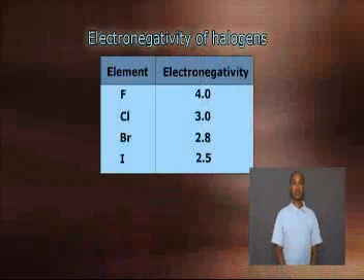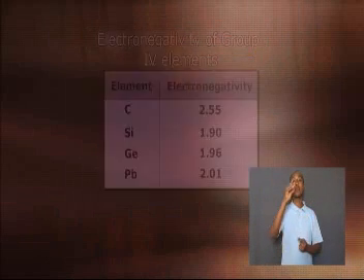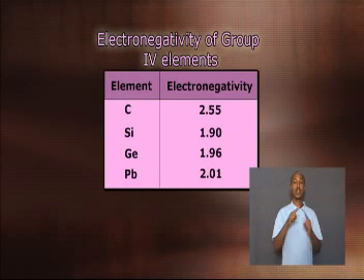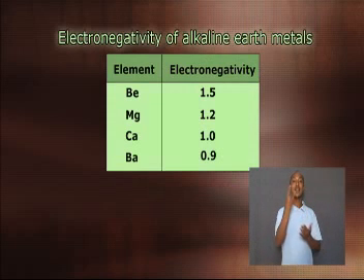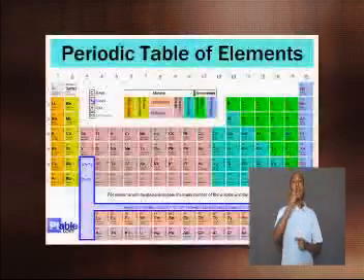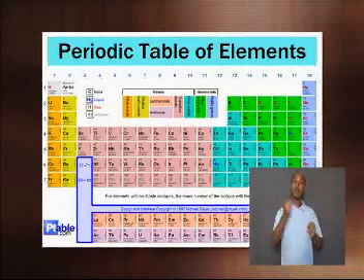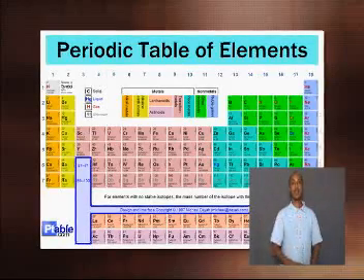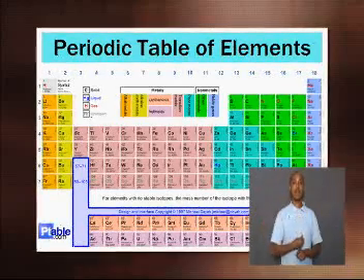Students, perhaps you noticed that each list of elements belongs to a specific group on the periodic table. The elements in the first list are all halogens. The second list contains group 4A elements. All of the elements in the third list are alkaline earth metals. If you have a look at this periodic table, you will also see that the most electronegative elements are at the top of their groups, whereas the most electropositive elements are at the bottom of their groups.